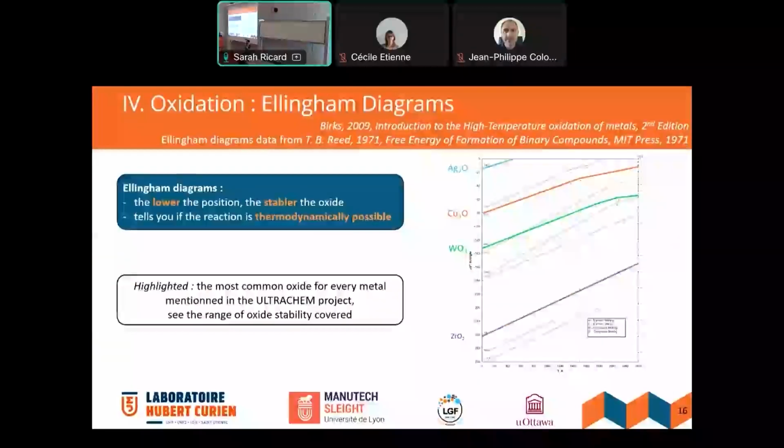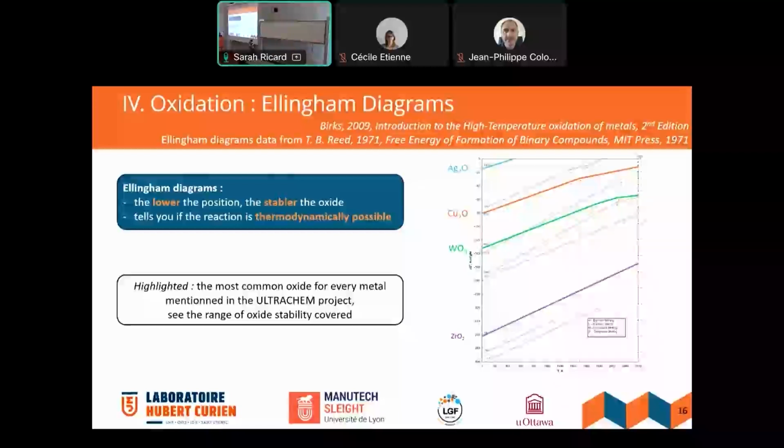But firstly, I'd like to talk about the metals that we are planning to use for the project. So, Ellingham diagrams. I'm not going to go into detail about how they work, but what's really important is that the position on this diagram indicates the stability of the oxide under high temperature and low pressure. It tells you if the reaction is thermodynamically possible. It doesn't tell you anything about the kinetics of the reaction.